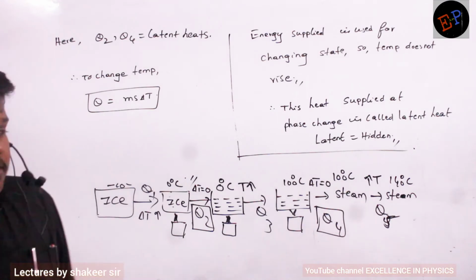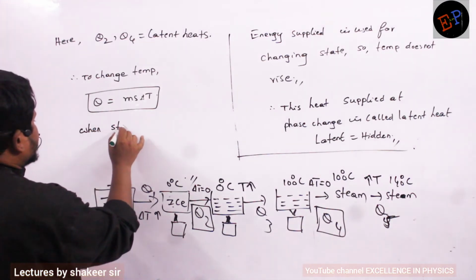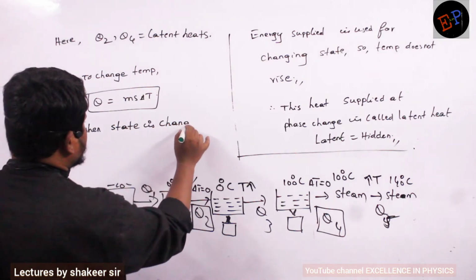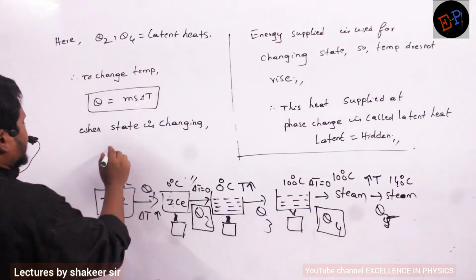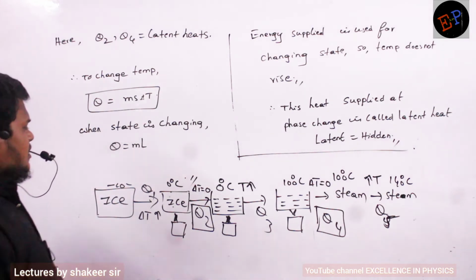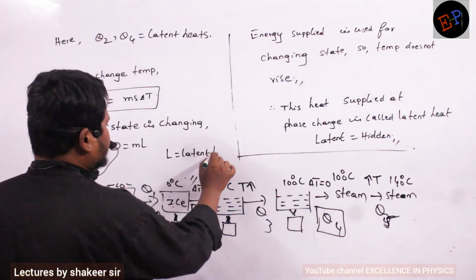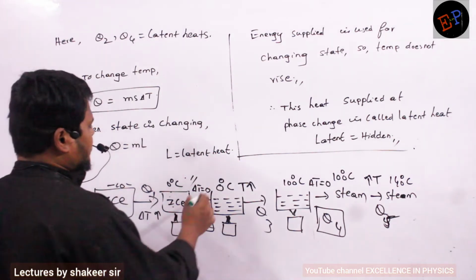And when temperatures are not changing, when the state is changing, what is the formula we use? Then we use Q is equal to M into L. L is called latent heat.